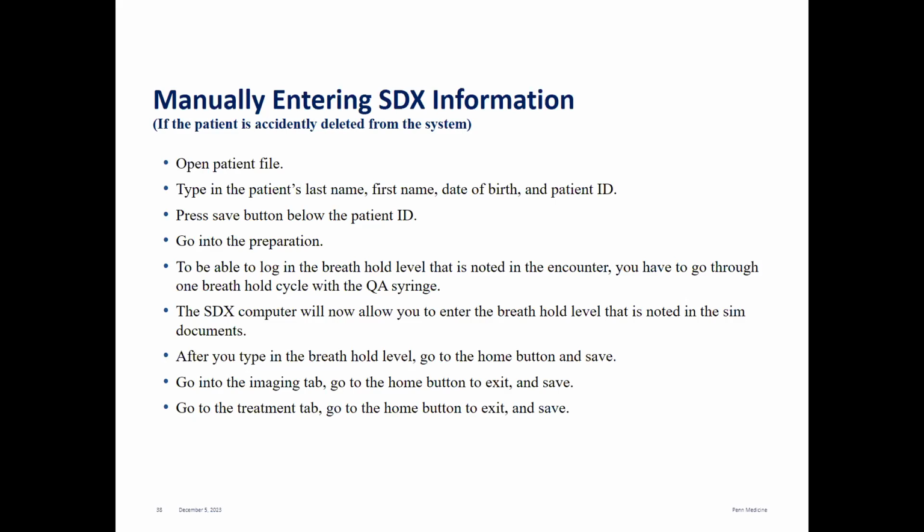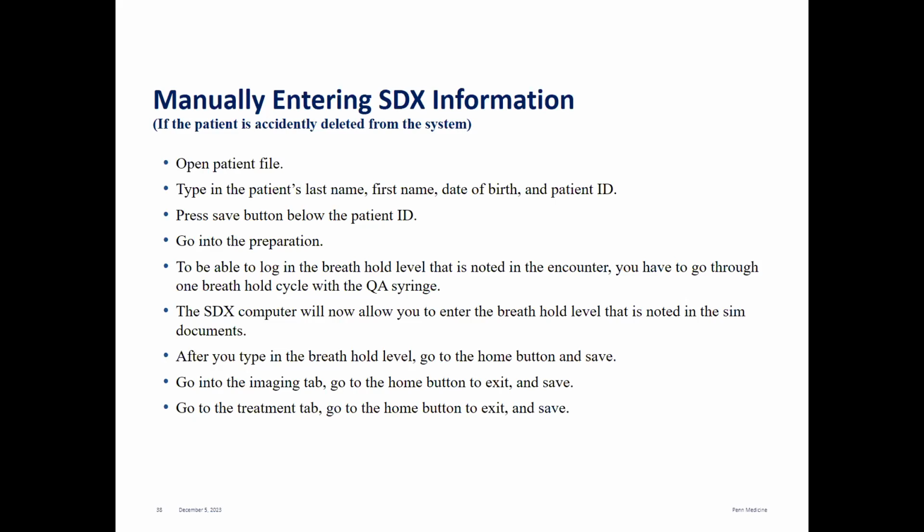So if it's deleted, you open the file, open patient file, like you're doing a new patient. You have to type in the patient's last name, first name, date of birth, and of course the ID. Then you check off each box again; it's like starting from scratch. Press the save button below the patient ID. Then you go into the preparation tab, because you're basically starting over. But now you have to trick the machine into thinking that you're doing breath hold cycles. You can actually use the QA syringe to do this.